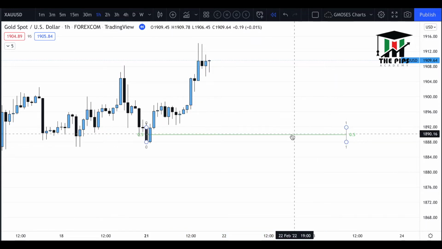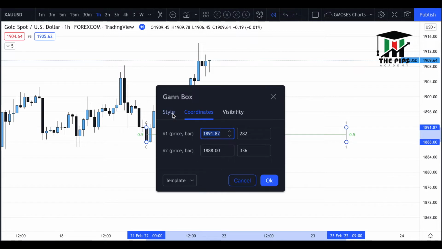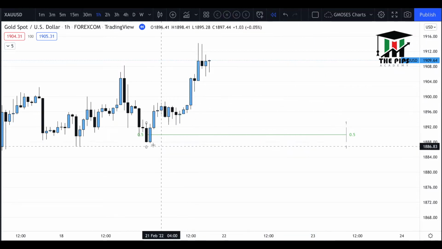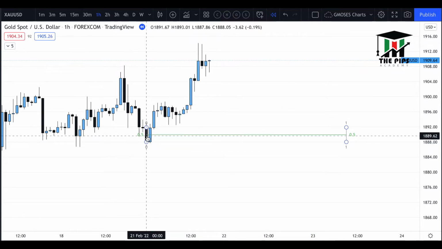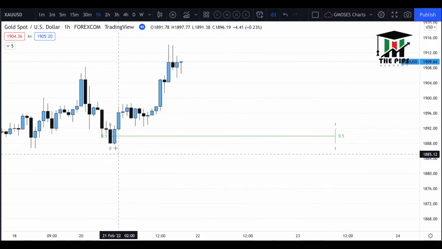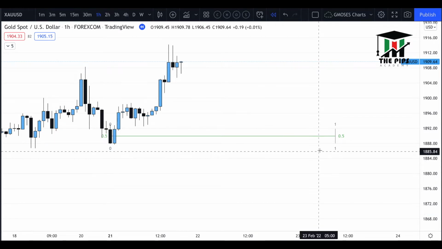Okay, so now I'm gonna click on this, that way you guys can see my settings for this GAN box. I grayed out everything, but I left the 0.5, which allows me to see 50% of this particular order block pattern. When I see order block patterns like this, I automatically look at that as a point of interest for entries.